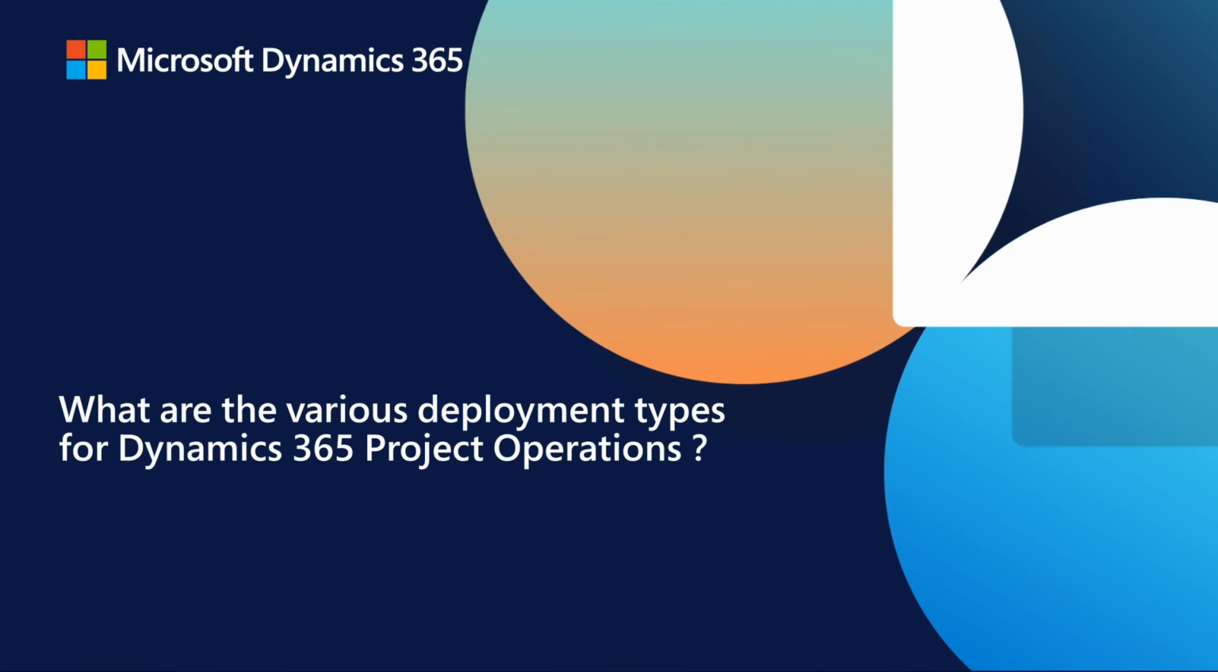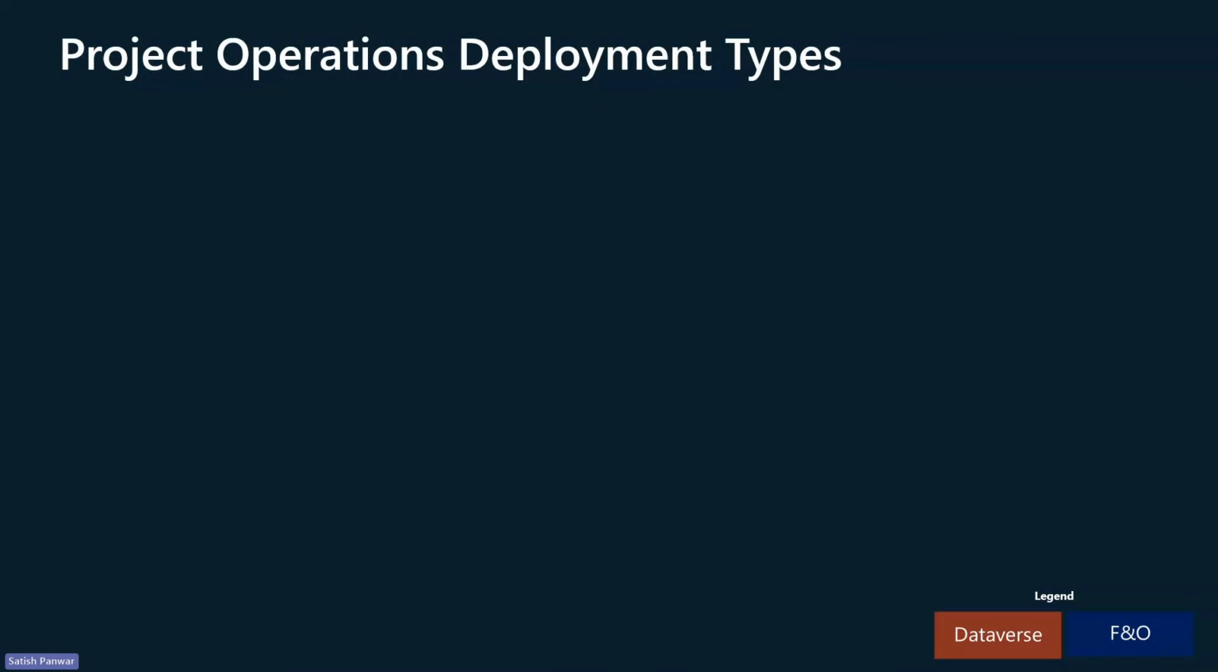So let's start with a very basic question. What deployment types are available for Dynamics 365 project operations? Deployment type selection is one of the important criteria for a successful implementation of project operations. Let's review 3 different deployment types that are available within Dynamics 365 project operations. Know that project operations can span across Dataverse and finance and operations platform depending upon the deployment.